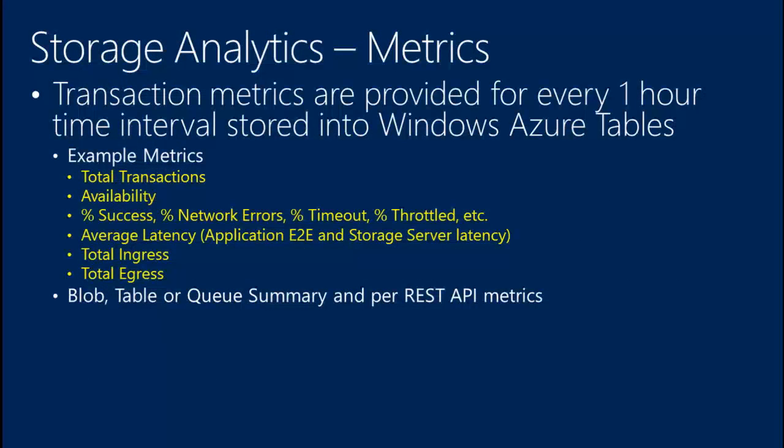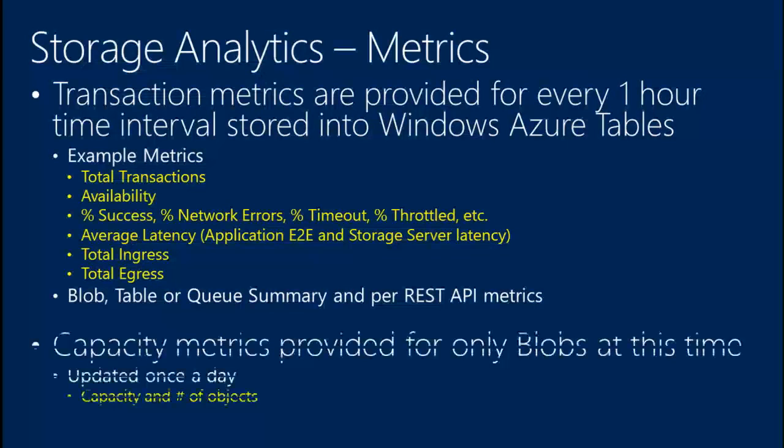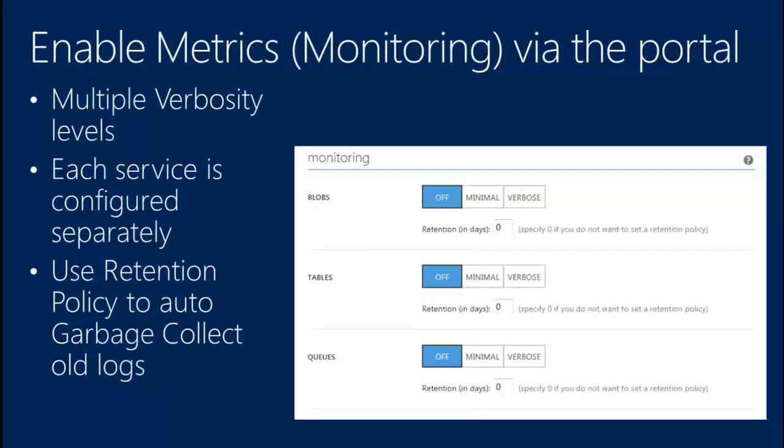So transaction metrics are provided every hour. You can see a few of the different metrics we have here: total transactions, availability, ingress, egress. Capacity metrics are for blob right now. And then, again, on the portal, you go there, there are a few boxes. You can say minimal or verbose, and set the retention policy per abstraction.